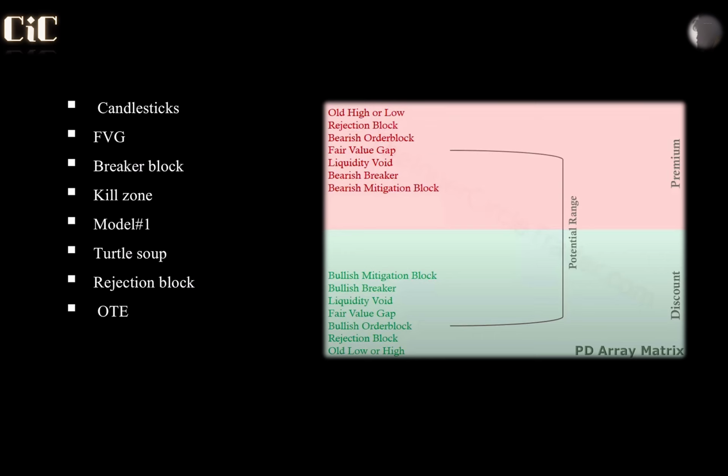The most common terms are candlesticks, FVG, breaker, kill zone, especially model number 1, turtle soup, rejection block, and OT.